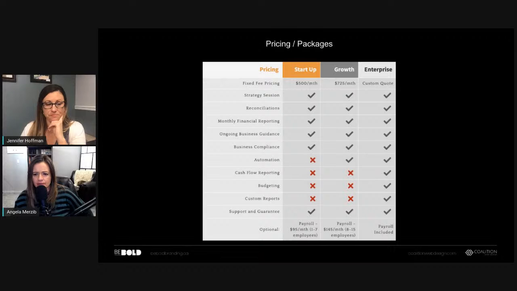The only thing I would change about this one is I'd maybe put the growth one first and waterfall it down to the lowest price on the right.